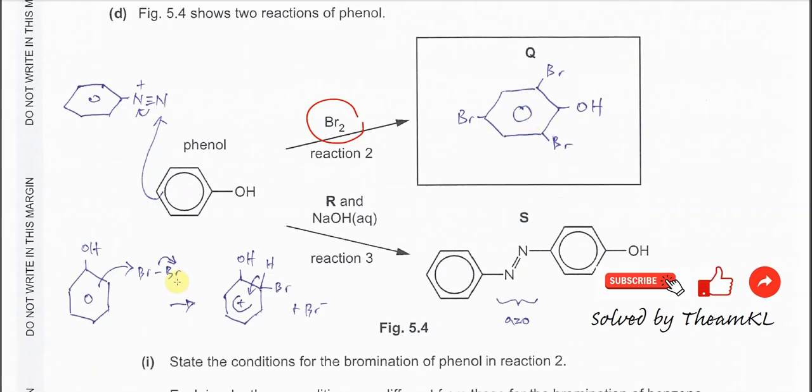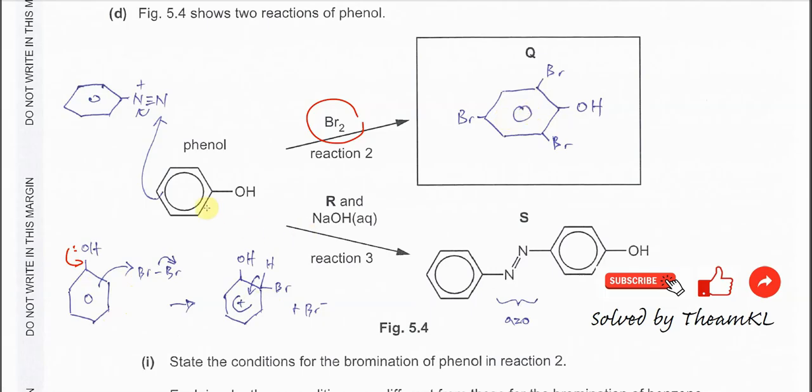How it reacts is something like this. This is just a general guide. So the phenol, because the benzene ring is quite active, the lone pair on oxygen gets into the ring and activates the ring. Then it can easily react with the bromine and eventually form these products.